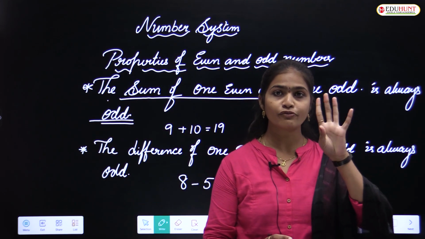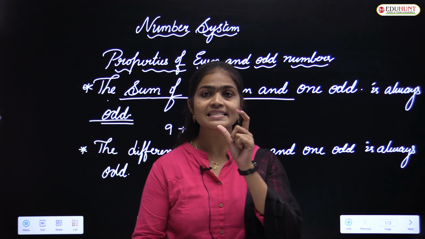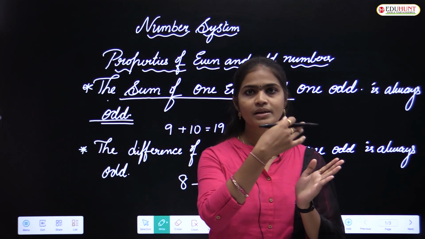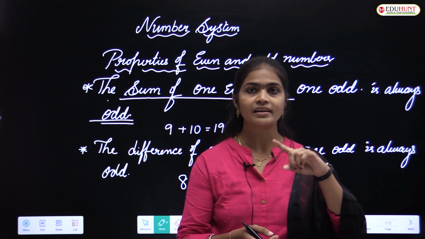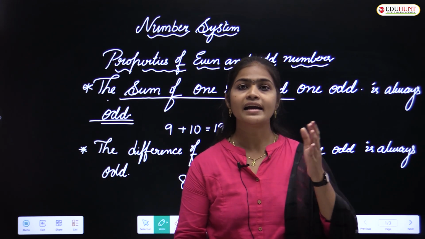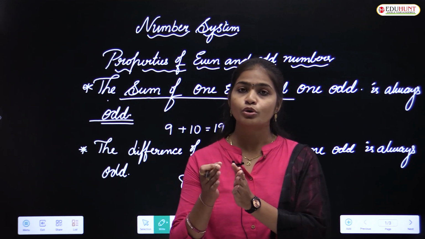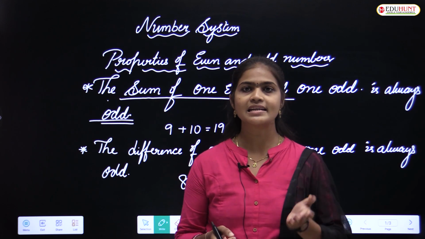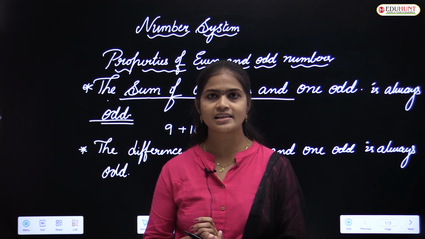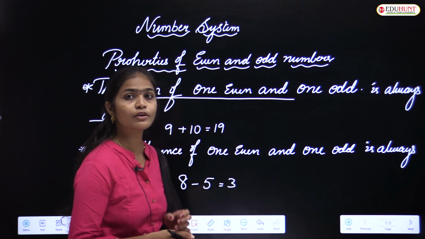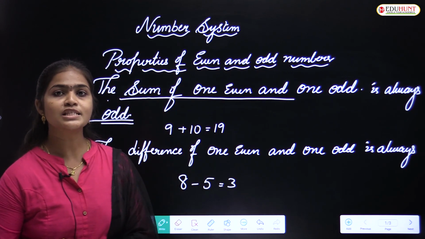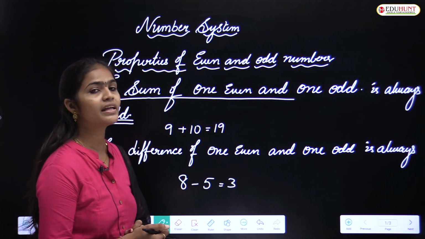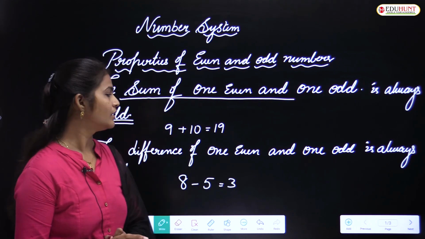In the previous four points we discussed, we took the same kind of numbers: two even numbers, added and subtracted, and two odd numbers, added and subtracted. In those cases we always get an even number as the result, right? But here we took one even number and one odd number. That's why the results are odd numbers. Okay, these properties are very, very important.